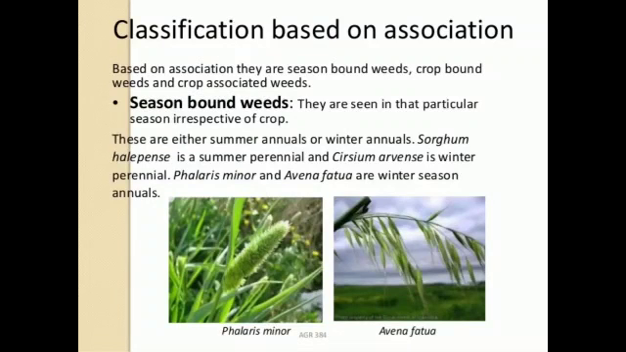Okay, these weeds are only seen in a particular season. Examples are Phalaris minor or Avena fatua, which are winter season annual weeds, and these weeds come in the wheat crop. Okay, weeds grow in a specific season of the year with disregard to the crop species cultivated. Johnson grass is a summer perennial weed.